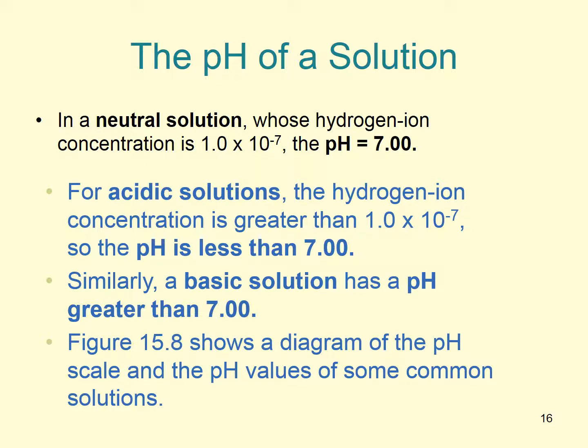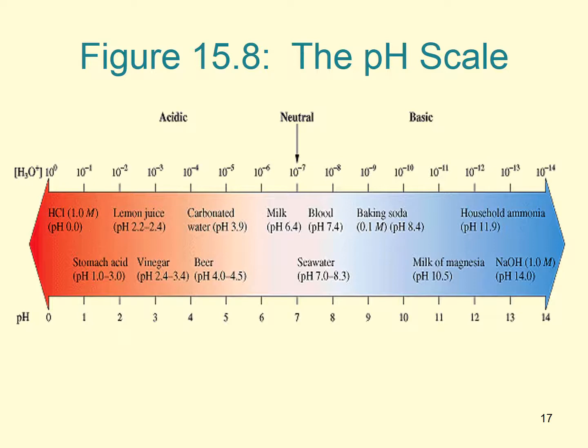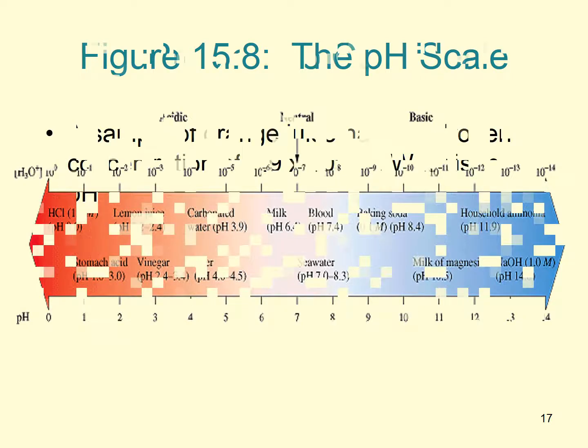The next figure just shows the pH scale and the pH values for some common solutions. And so you just might be interested in that. Blood is slightly basic, milk is slightly acidic, seawater slightly basic. Baking soda is basic, etc. Carbonated water, like your sodas, has a pH around 4. Beer, also vinegar. You can just look at that.